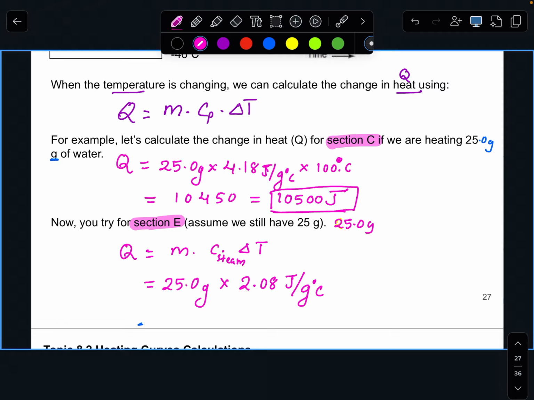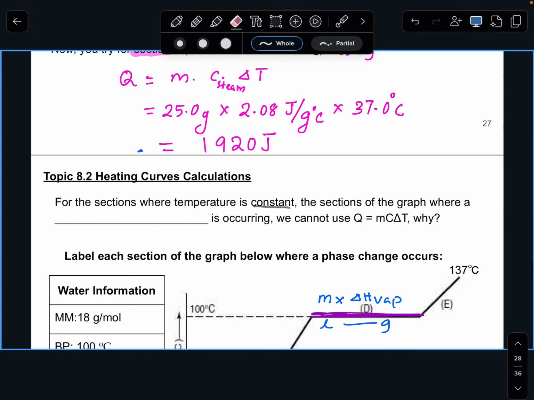That is a place where most of the time people will make a mistake. Avoid that, okay? So delta T is 37.0 degrees Celsius. Okay, now multiply and calculate. 1920 joules. Are you all good with that? Okay. So now go to the next page.